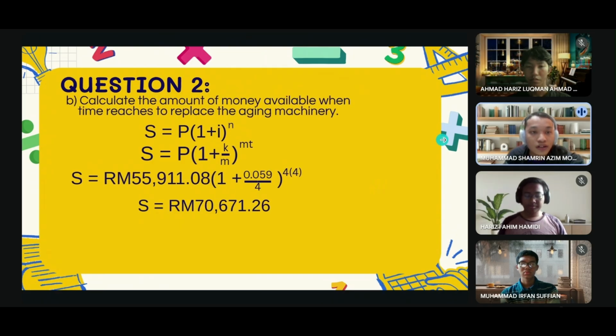Question 2B. Calculate the amount of money available when time reaches 2 years, to replace the aging machinery. Same formula, but this time we are going to use the last question's sum of money as the principal. So it's S equals 55,911 ringgit and 8 cents times bracket 1 plus 0.059 over 4 close bracket to the power of 4 times 4, which is 70,671 ringgit and 26 cents.